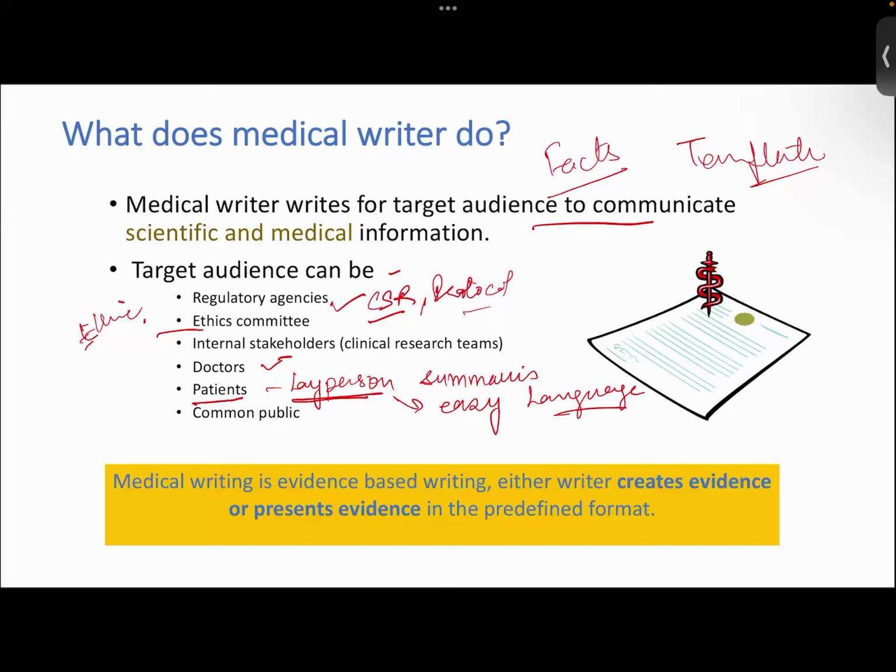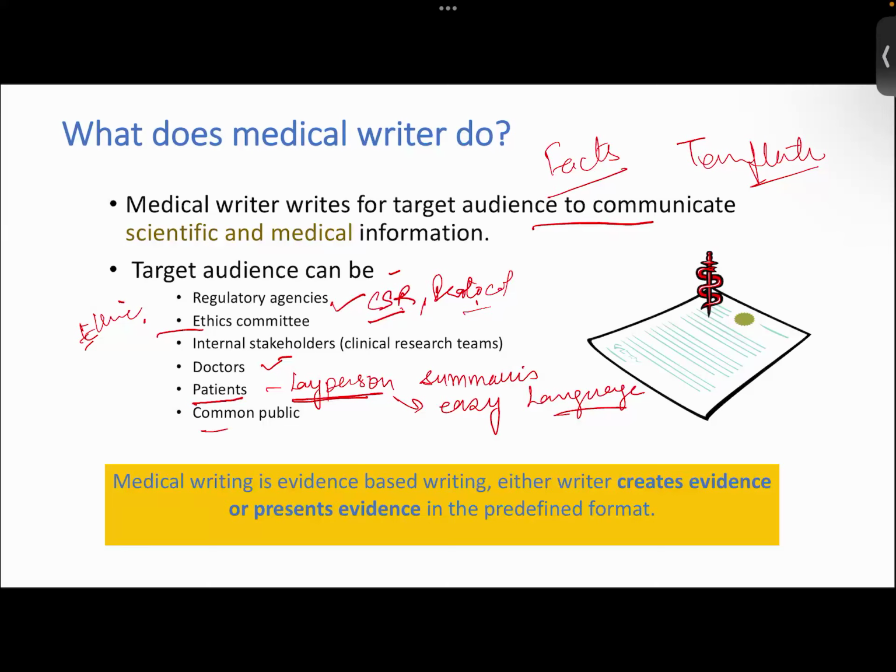Take an example. Suppose you are saying placebo. If I'm writing a CSR or protocol, it's okay, 200% okay. But when I'm writing for a patient, I need to break it down. I will be explaining what a placebo is. Maybe I will say a placebo is a copycat drug. It looks like a drug but doesn't have any medicine in it. So you have to explain it.